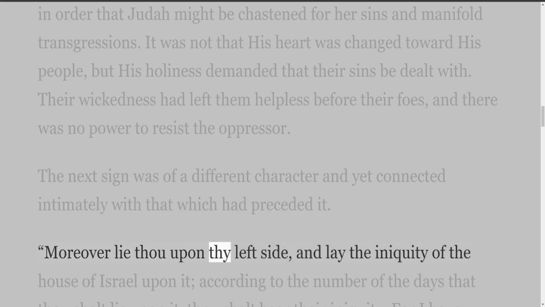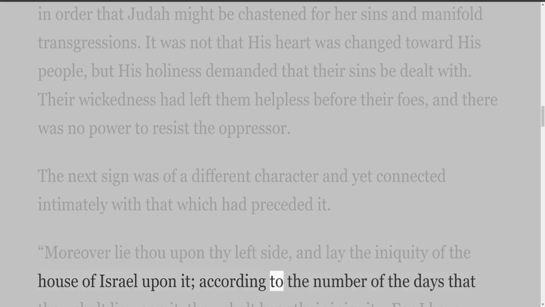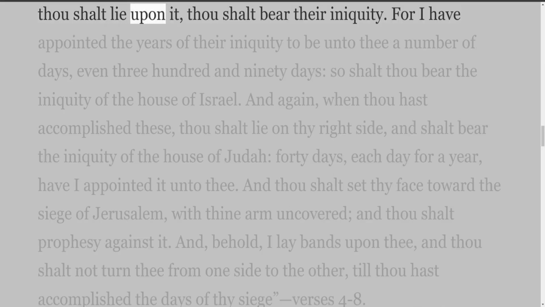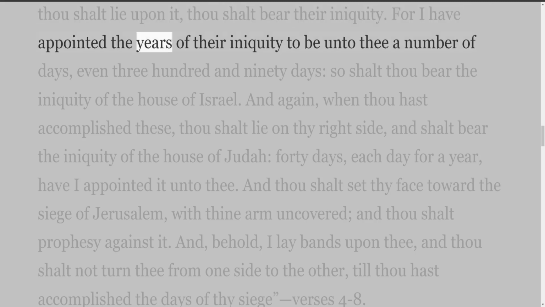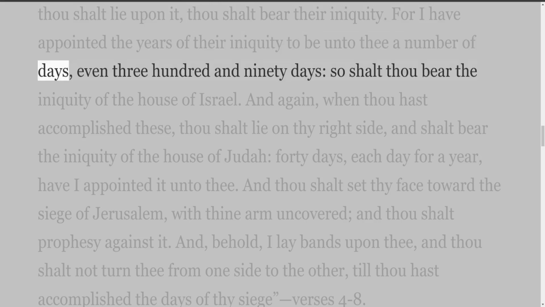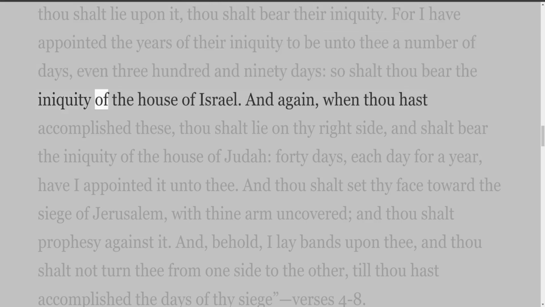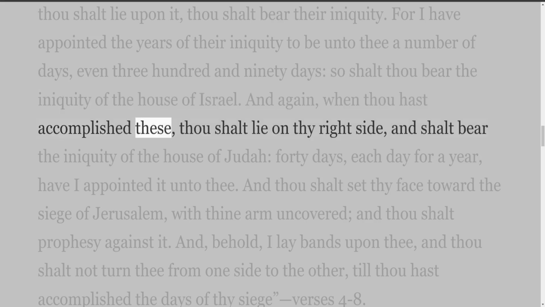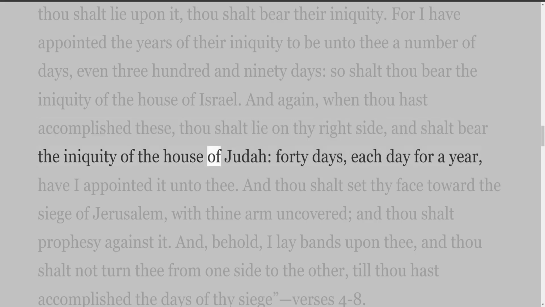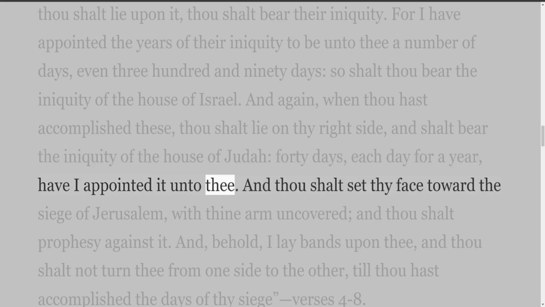Moreover, lie thou upon thy left side, and lay the iniquity of the house of Israel upon it, according to the number of the days that thou shalt lie upon it, thou shalt bear their iniquity. For I have appointed the years of their iniquity to be unto thee a number of days, even 390 days, so shalt thou bear the iniquity of the house of Israel. And again, when thou hast accomplished these, thou shalt lie on thy right side, and shalt bear the iniquity of the house of Judah. 40 days, each day for a year, have I appointed it unto thee.